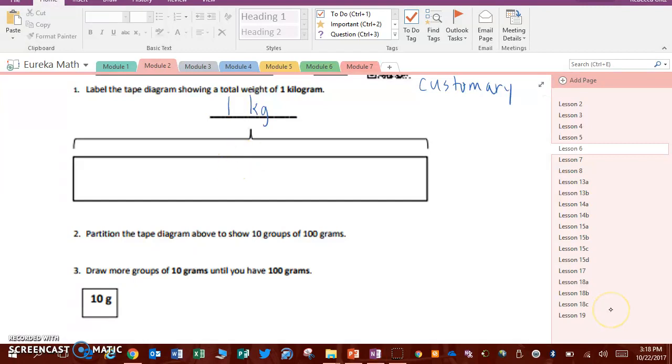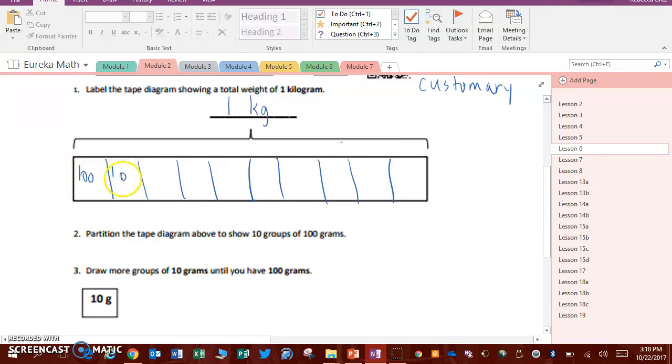So let's break down our tape diagram to 10 groups. So to do that, I'm going to divide it in half, and then I'm going to make 5 sections on each group because 5 and 5 would give me 10. So this is 1, 2, 3, 4, 5, and 1, 2, 3, 4, and 5. Now, each one of these is going to be 100 grams, so I'm going to label each one 100.